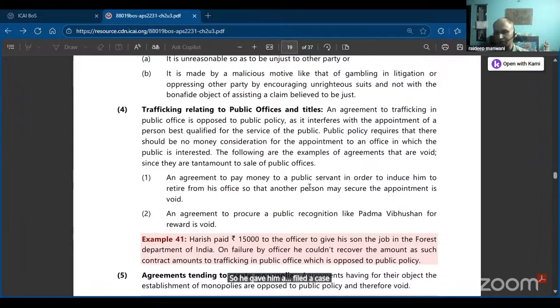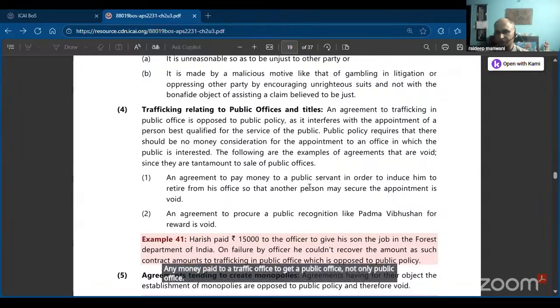The court held that you're trying to traffic it. Why are you forcing him to retire so that you get the job? It's indirectly giving a bribe. Right or no? So any money paid to traffic an office to get a public office, not only public office, public rewards. Which is the highest public reward in the country?